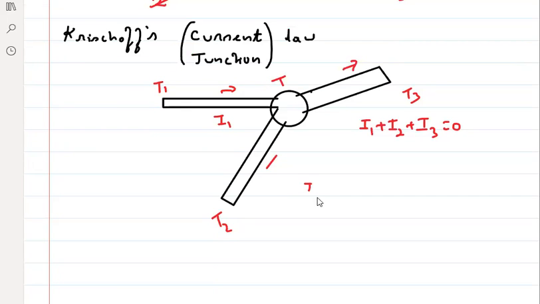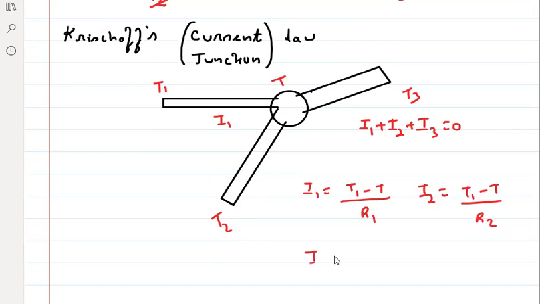What is I1? First thing is either you decide the direction, or you just assume it to be in one direction. I'm not assigning any direction for now. Let us assume that I1 is (T1 minus T) by R1, I2 is (T2 minus T) by R2, and I3 is (T3 minus T) by R3.